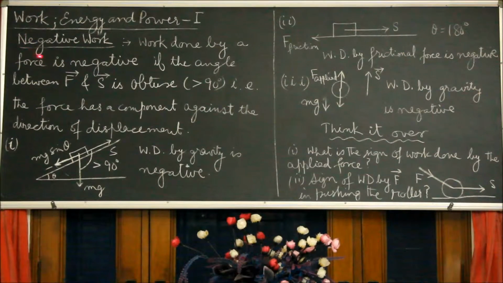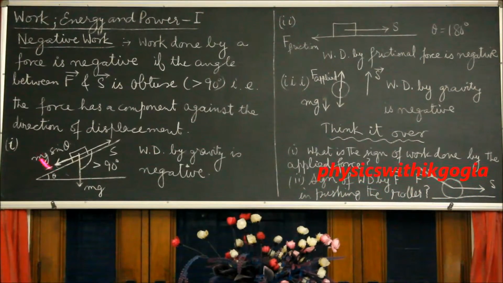Now let's see when the work done is negative. Work done by a force is negative if the angle between the force vector and the displacement vector is obtuse, or greater than 90 degrees. Or in other words, we can say if the force has a component against the direction of displacement, the work done by the force is negative.